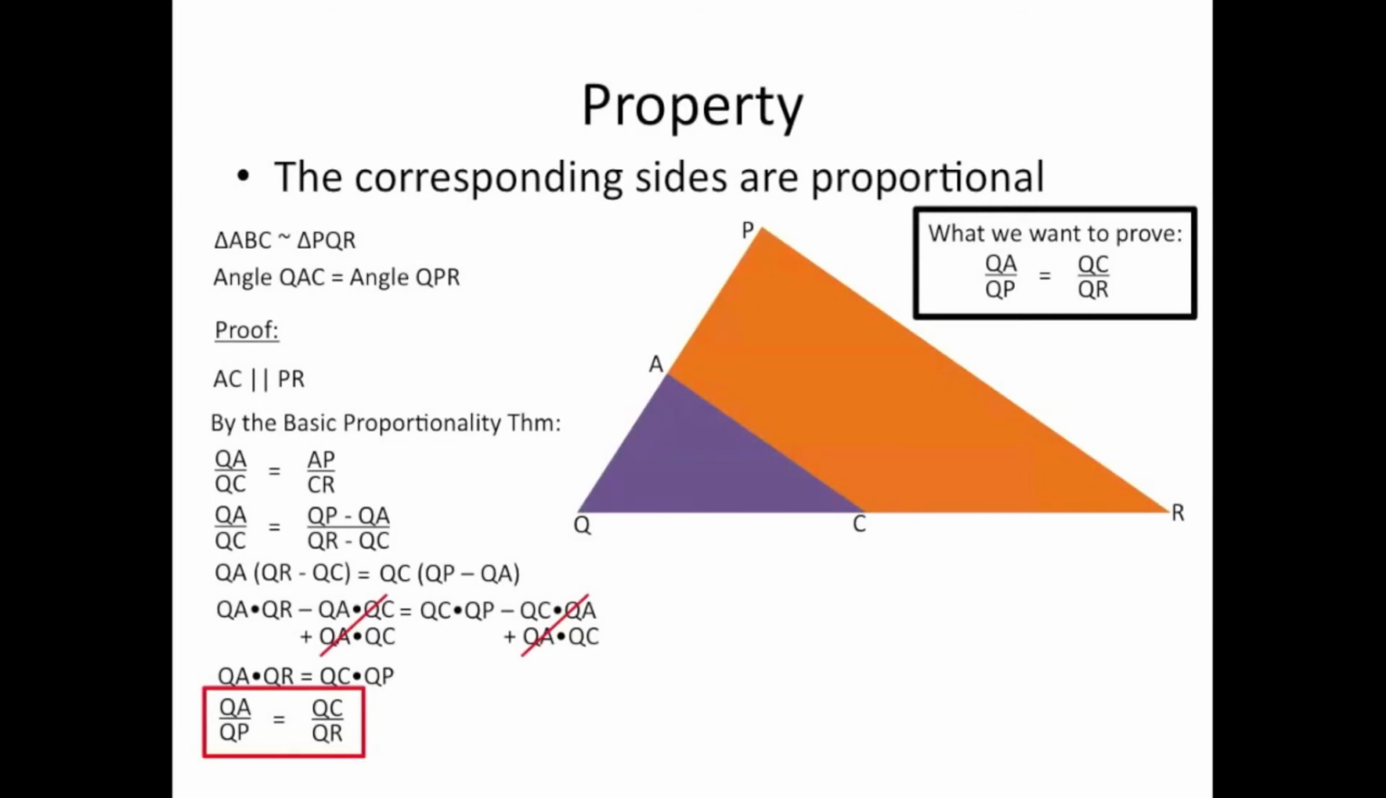You can use a similar argument to prove the sides are proportional using the other angles. Instead of using angle AQC, as I have done, you could also use angle QPR or PRQ and use a similar argument to show that the sides are proportional.